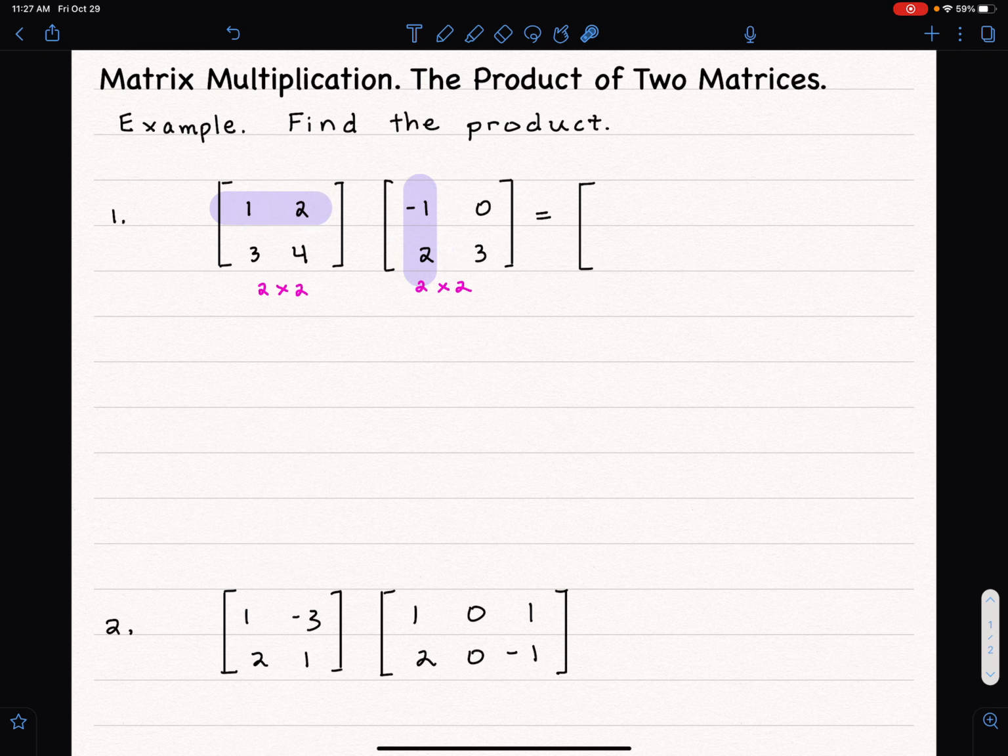Well, what does that mean? We have two vectors here, and we look at the first term of the row and the first term of the column, and we multiply. So we have 1 times -1. Then I add the product of the second term of that row and the second term of the column, and that's 2 times 2.